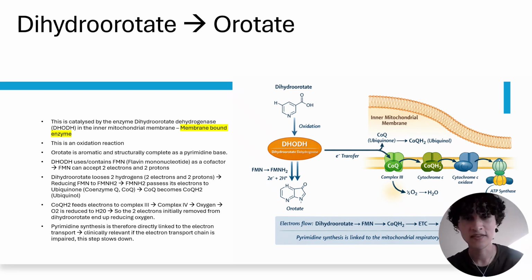Now, the enzyme that catalyzes this oxidation reaction is dihydroorotate dehydrogenase, and it uses a flavin mononucleotide cofactor complex. That flavin mononucleotide cofactor complex is essentially acting as an oxidizing agent. Okay, so it's capable of accepting 2 electrons and 2 protons from dihydroorotate. So it itself, that flavin mononucleotide cofactor, will become reduced.